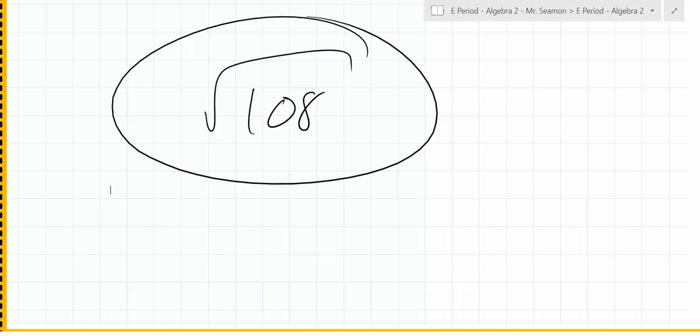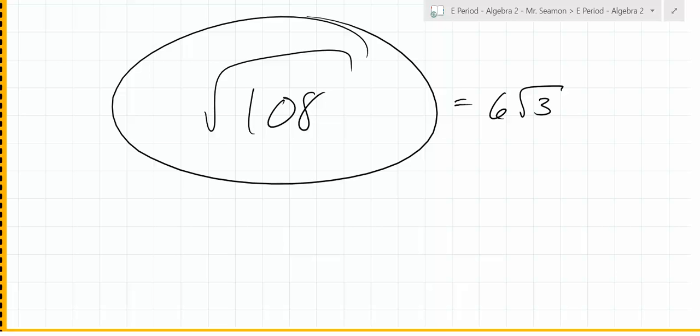Simplify that as far as you think it can go. What do you think it simplifies to, Aubrey? I got 6 radical 3. 6 radical 3? Who got that? Yeah, that's correct. Good job. Because what is 36 times 3? It's 108. You factored it, right? You found 36. It is 6 root 3. Can you go any further than that?